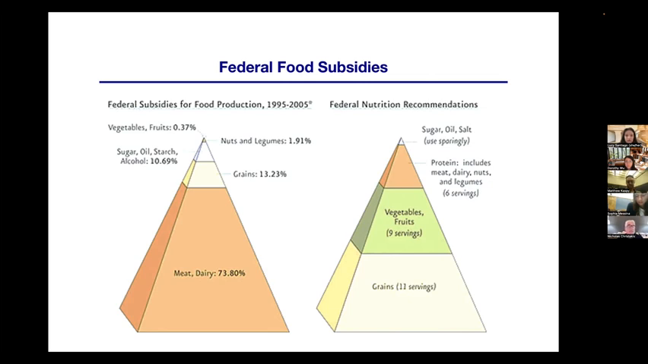This is a slide taken from Marion Nestle's work. She wrote a very compelling book called Food Politics, if you're interested in this. On the left, she shows federal subsidies for food production. In other words, how much money does the federal government give to make it easier for people to produce calories from meat and dairy and grains and sugar and oil versus nuts and legumes and vegetables and fruits at the top on the left. And on the right are the nutrition recommendations, which are exactly the reverse, right? We, as a government, have a policy that incentivizes the production of cheap foods precisely for the least healthy things in our diet.